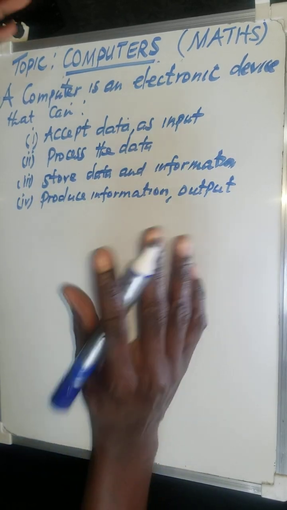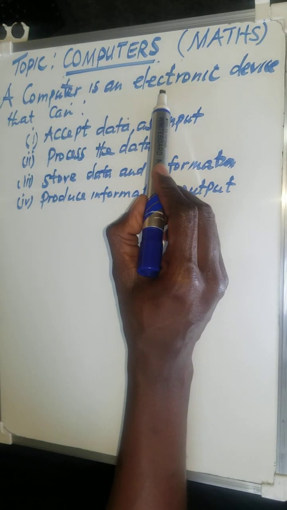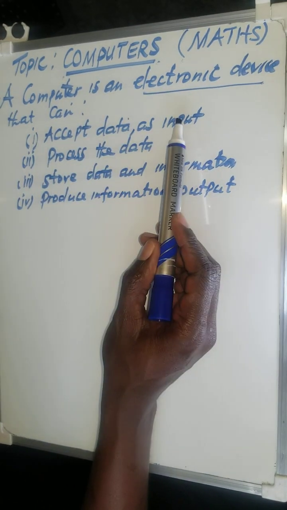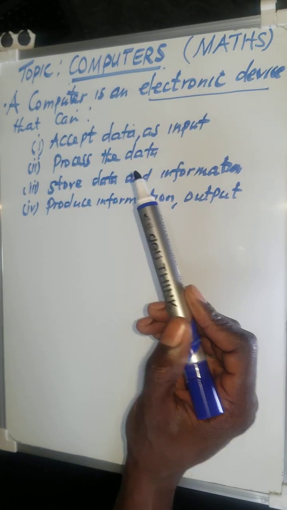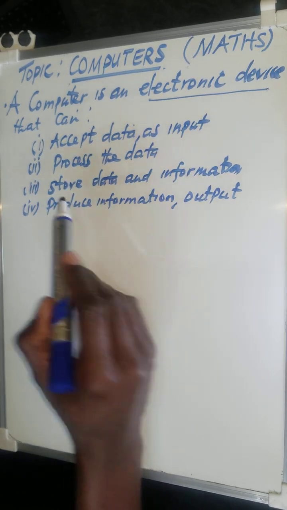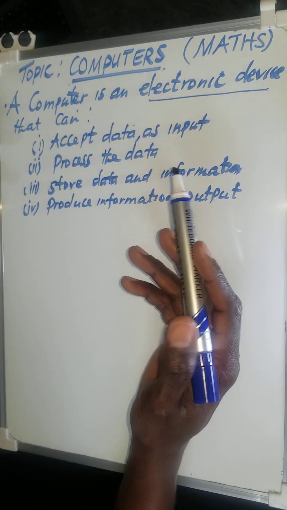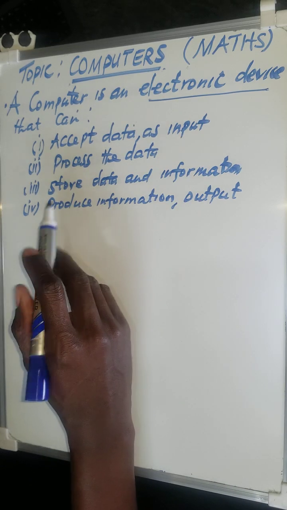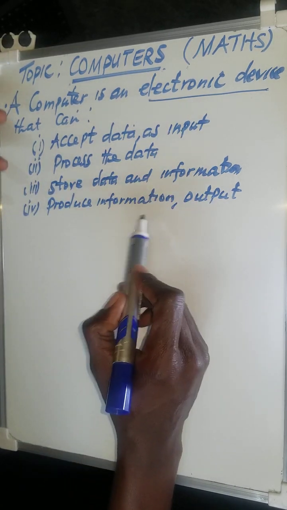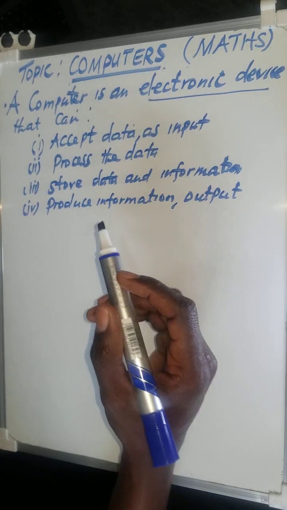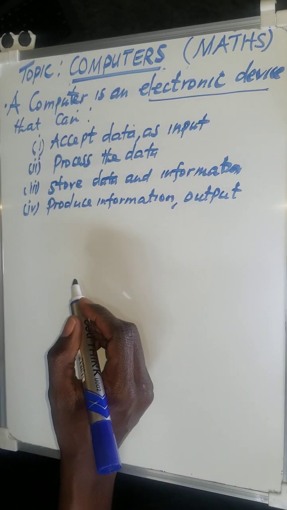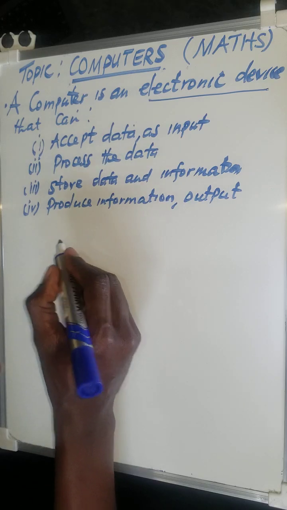So basically, when we talk about a computer, it is simply an electronic device that can, one, accept data as input, what you feed into the computer. That data can be processed, then the data can be stored. And of course, what was accepted as input data can become the output. So in simple terms, we can summarize these basic elements of the computer as this.